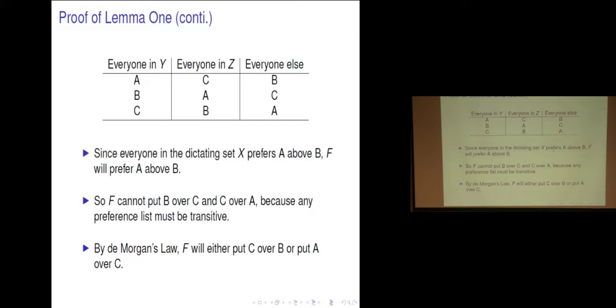So it's either this or that. Okay, so we are here. F will either put C over B or put A over C. Then we are going to look at two cases: what happens if F puts C over B, and what happens if F puts A over C?